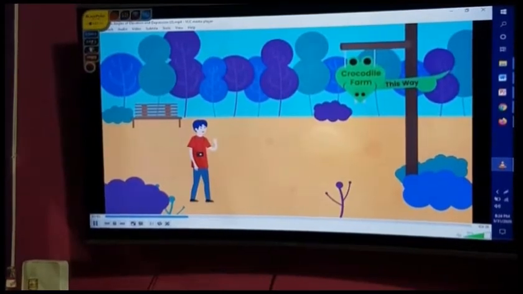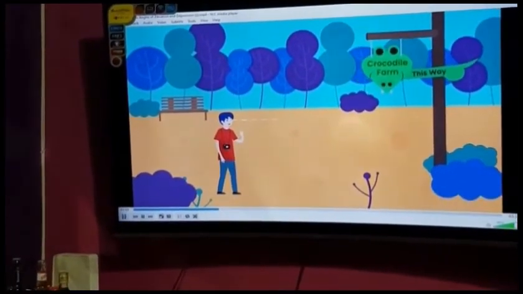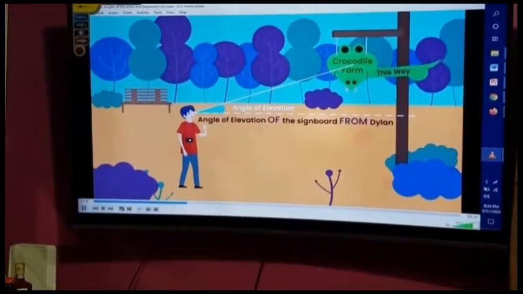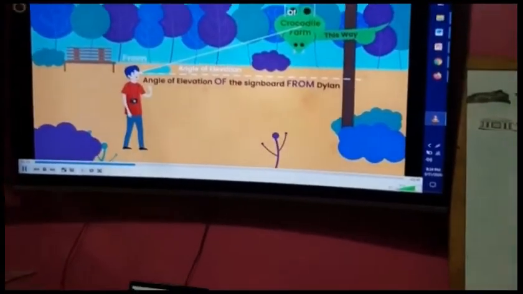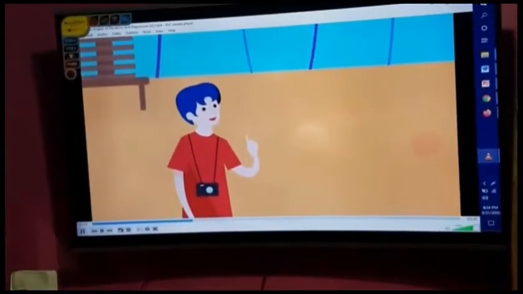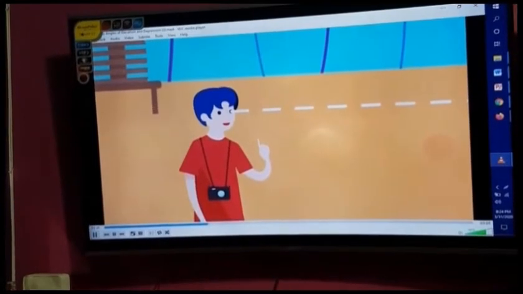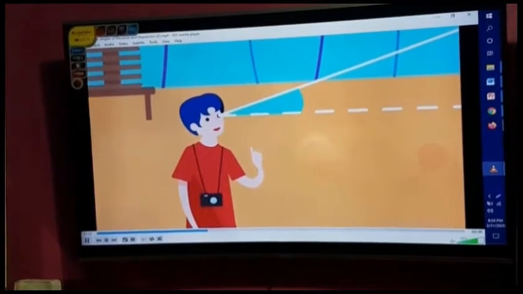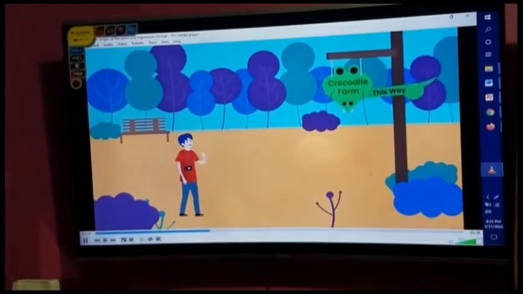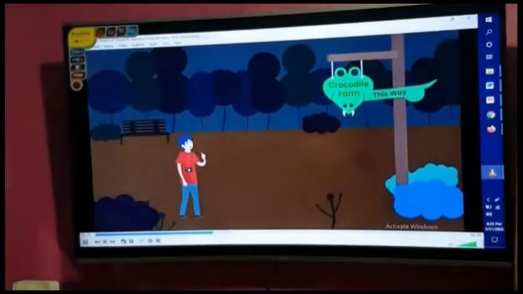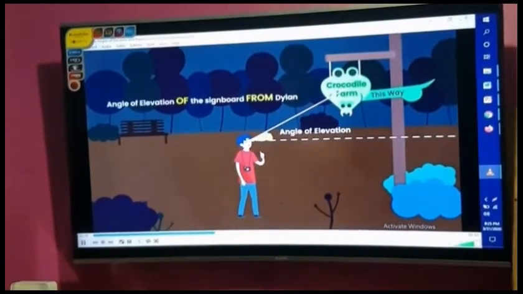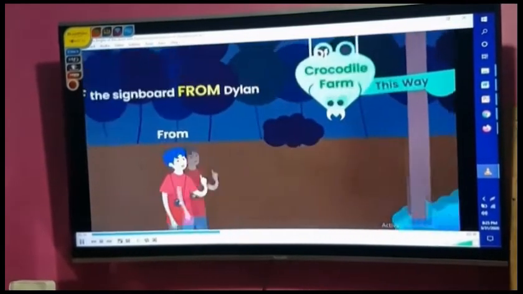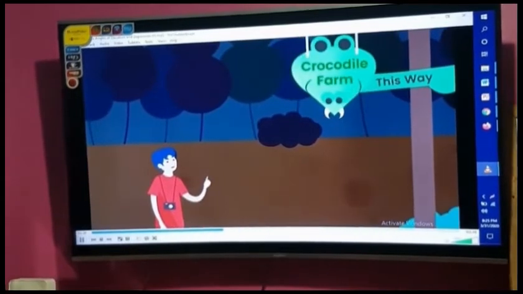Next, Dylan now needs to locate the crocodile farm. He sees a signboard and he tilts his head. Again, there is an angle of elevation of the signboard from Dylan's eyes. Remember, Dylan was looking straight like this just now. Then he looked up at the signboard. There is an angle here. This is the angle of elevation. Dylan cannot see the words clearly. He walks nearer to the signboard. The angle of elevation of the signboard from Dylan increases as he walks nearer to the signboard. There it is. The crocodile farm is over there.